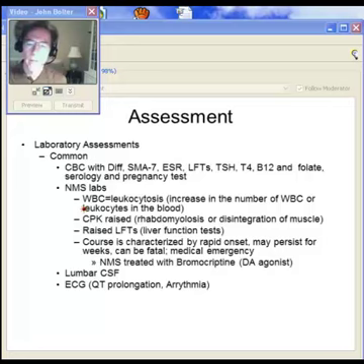CPK is raised, and that's associated with rhabdomyolysis, which is a breakdown of muscle cells and disintegration of the muscles. You'll see raised LFTs, which is a liver function test, and you'll see a course that is characterized by a rapid onset, may persist for weeks, and it can be fatal. It is an emergency. It's typically treated with bromocriptine, a dopamine agonist. And then you can do a lumbar spinal fluid assessment. We're not going to do that. You shouldn't order it. And then there's an EKG for QT prolongation and arrhythmia.